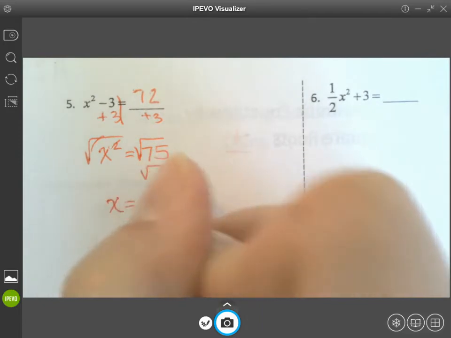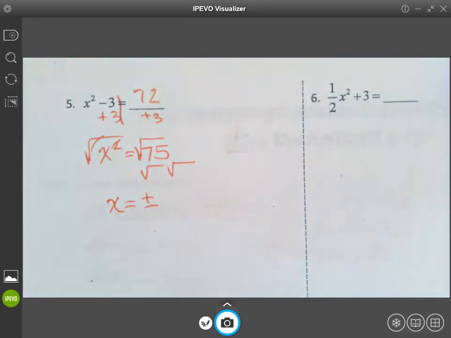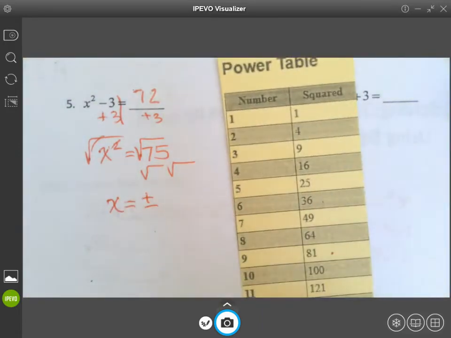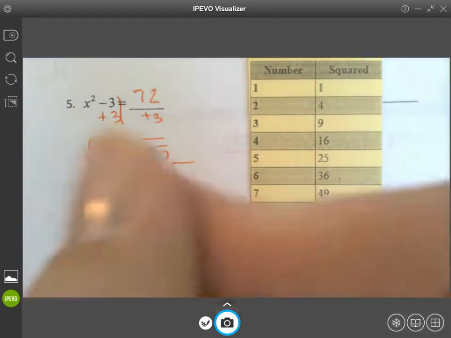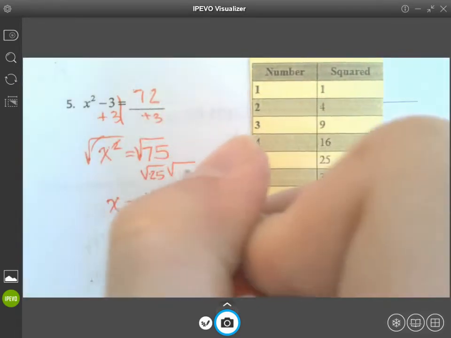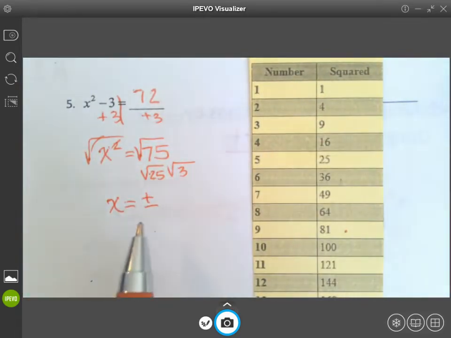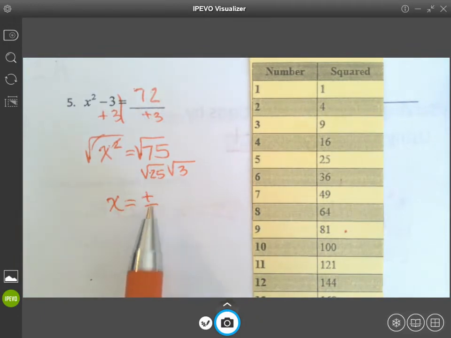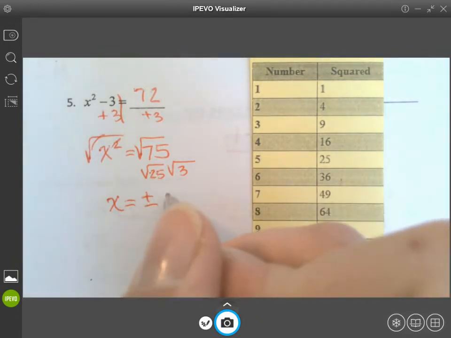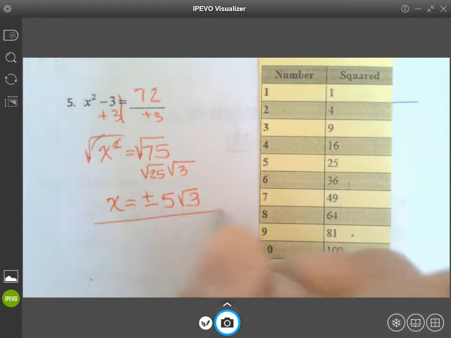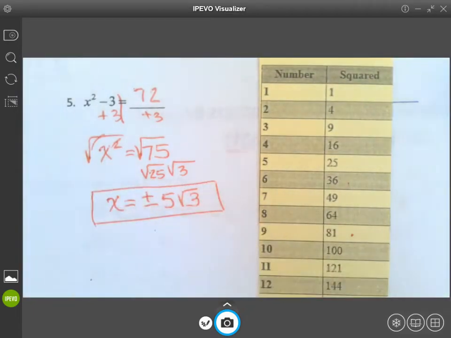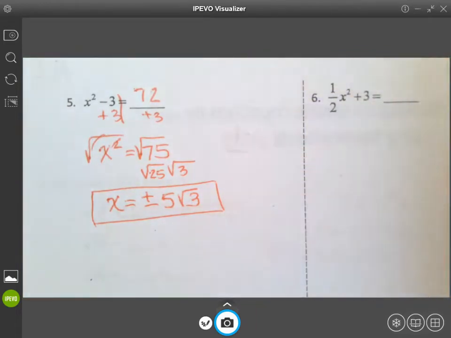And let's think about breaking down our 75. What is the biggest perfect square that goes into 75? 25. All right, so 25 times 3. So notice my plus or minus sign I built in. The square root of 25 is 5. Keep the square root of 3. There you go. All right, let's see if I can get this problem right.